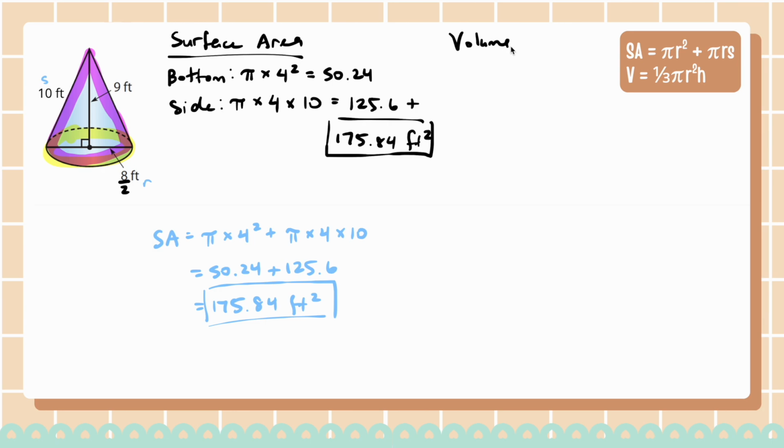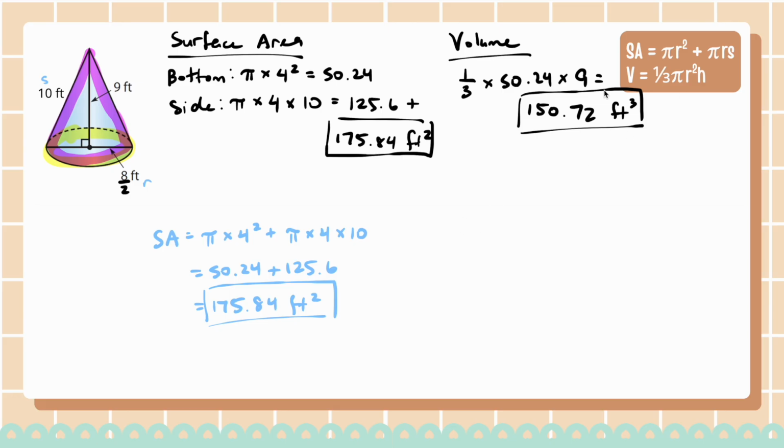Now to solve for the volume, we're going to take 1/3. We're going to multiply it by the area of the base or the bottom, which is 50.24. And then we're going to multiply it by the height of the cone, which in this case is going to be 9. If I multiply all of these together, that's going to get me 150.72 feet cubed. And that's the volume.